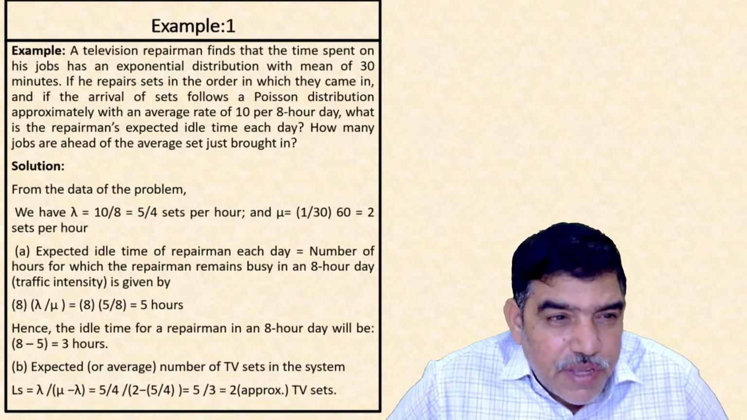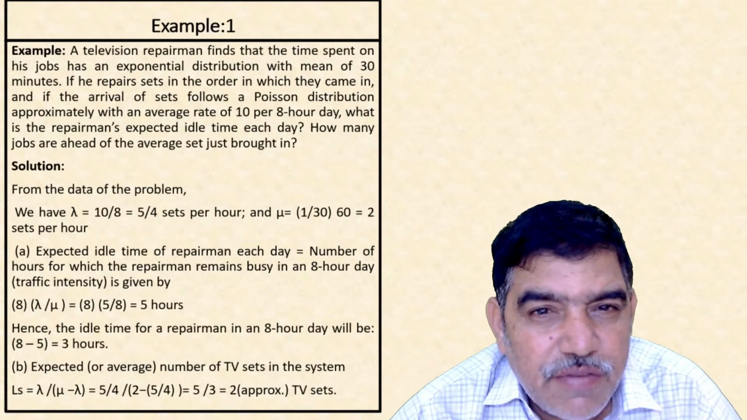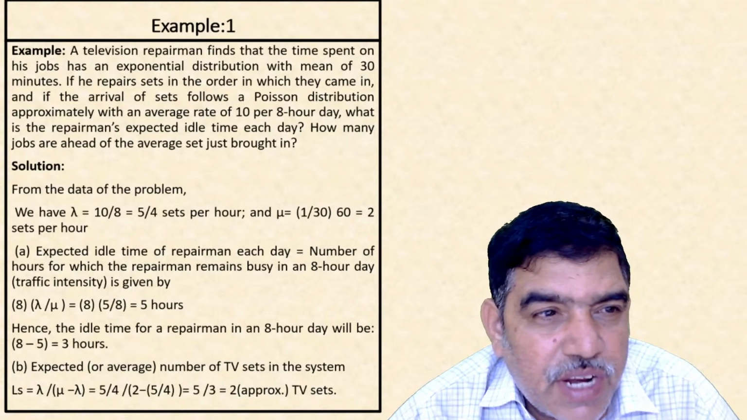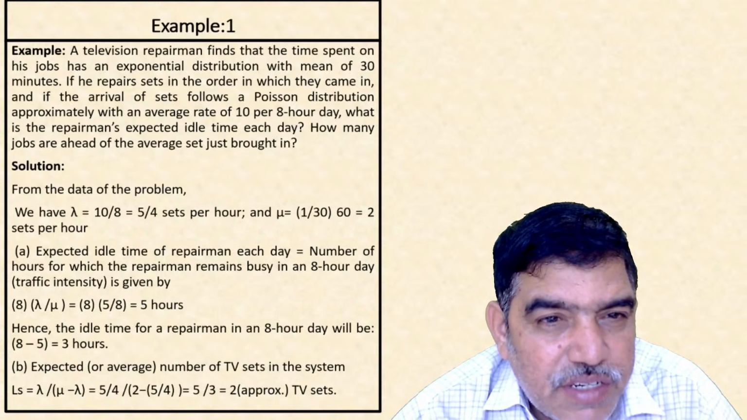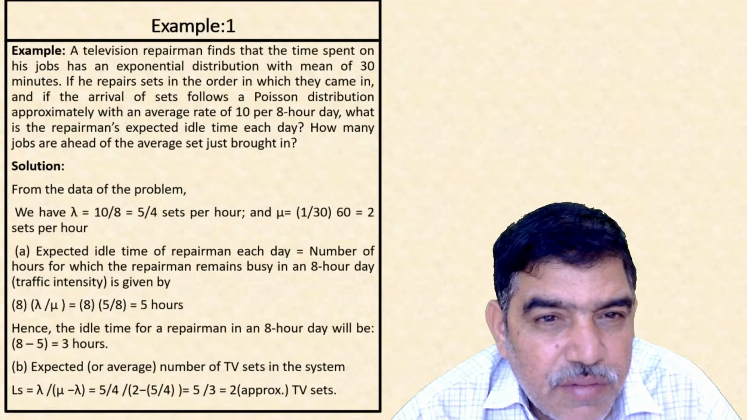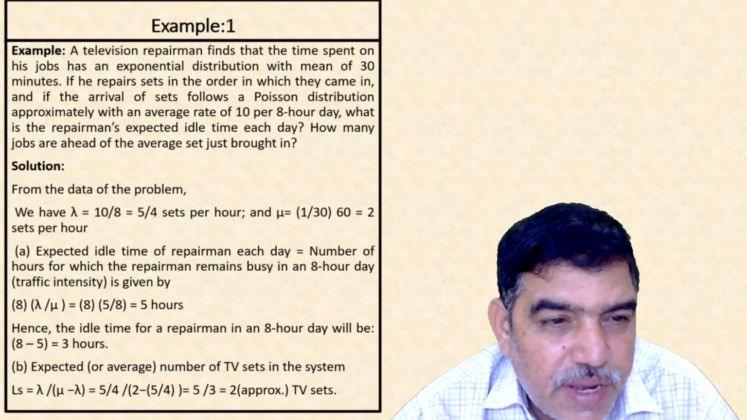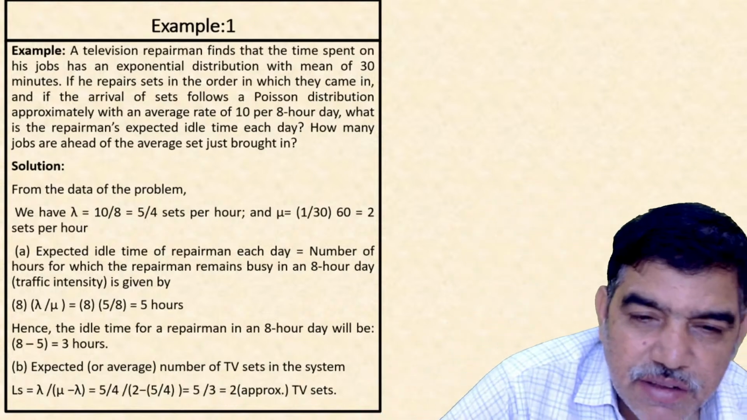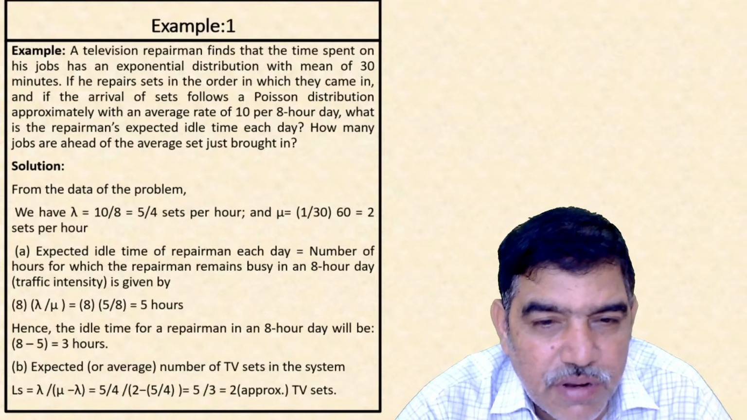Now we discuss the problem here. First of all, the television repairman's time spent on his job has an exponential distribution, mentioned in the question with a mean of 30 minutes. So we have lambda equal to 10 by 8, the average rate per 8-hour day. Then 10 by 8 equals 5 by 4 sets per hour. And mu equals 1 by 30 into 60, equal to 2 sets per hour.